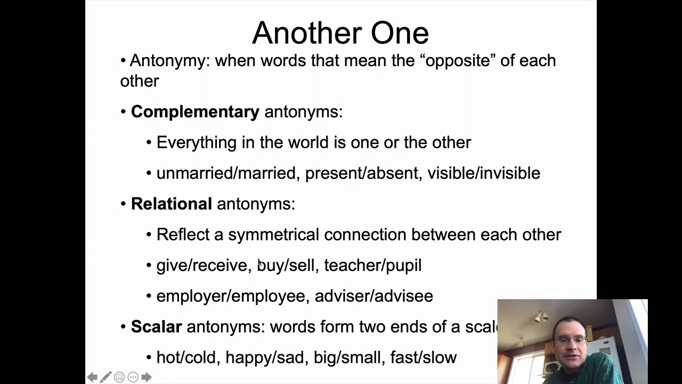Scalar antonyms are where words form two ends of a scale, so like hot and cold, or happy and sad, big and small. Hot and cold is kind of an easy one to think about because we have ways of quantifying how hot or cold something is, right? And there's a scale, that's where the word scalar comes from. There's a scale we can use to determine exactly how hot or cold something is.